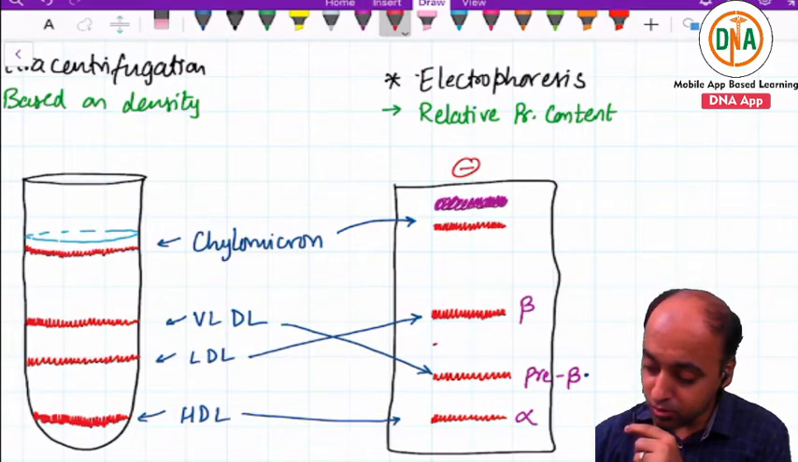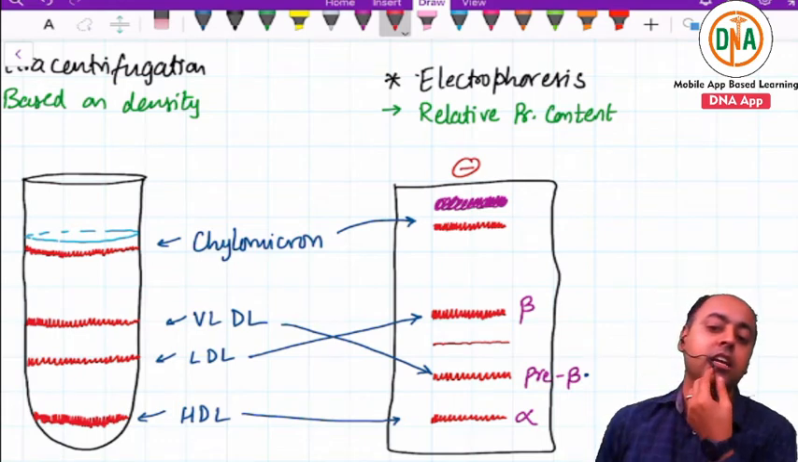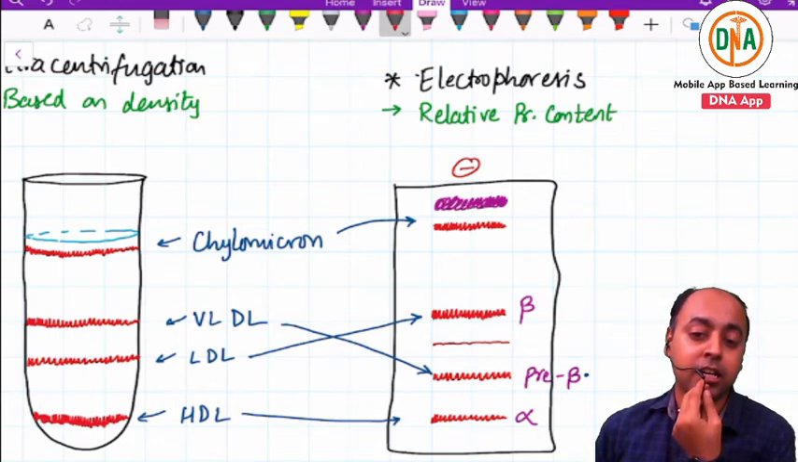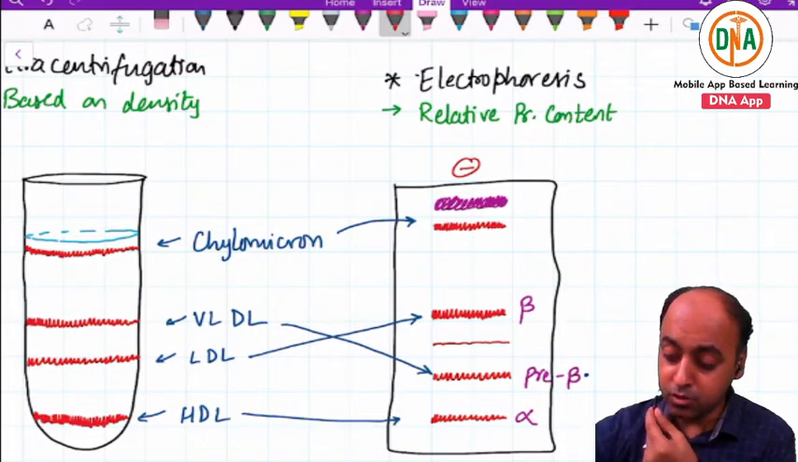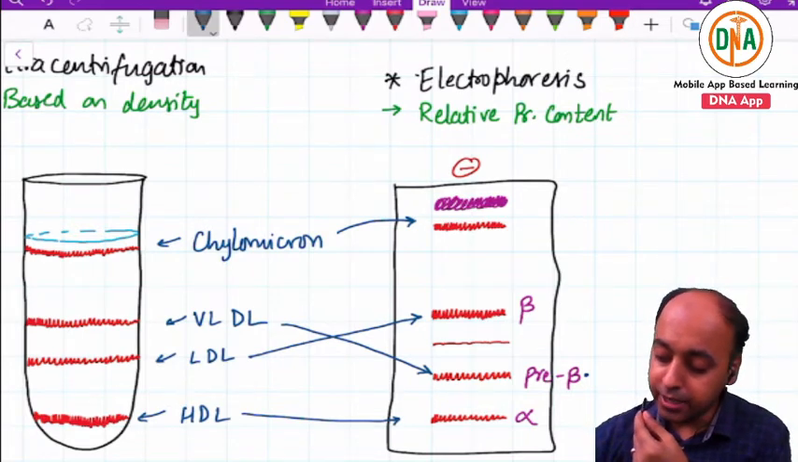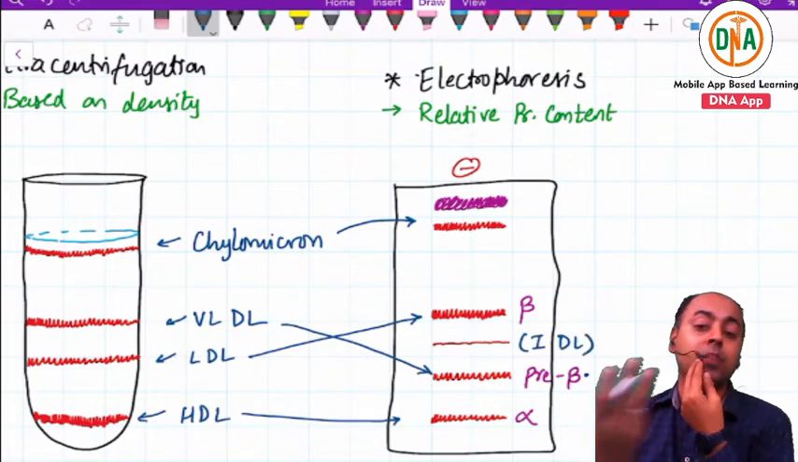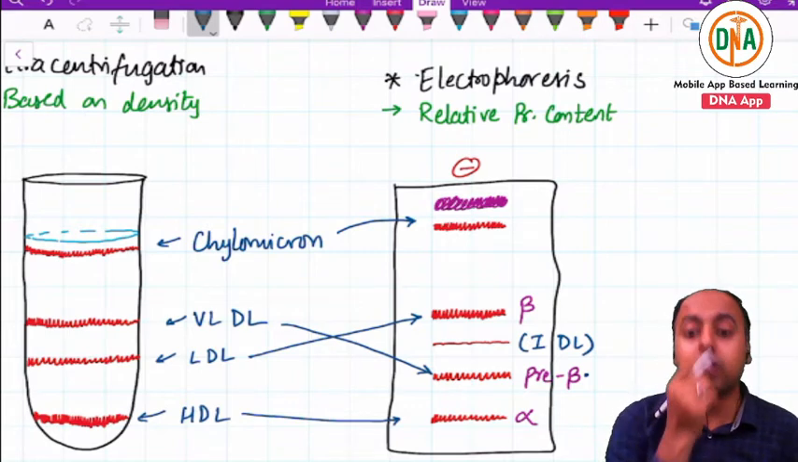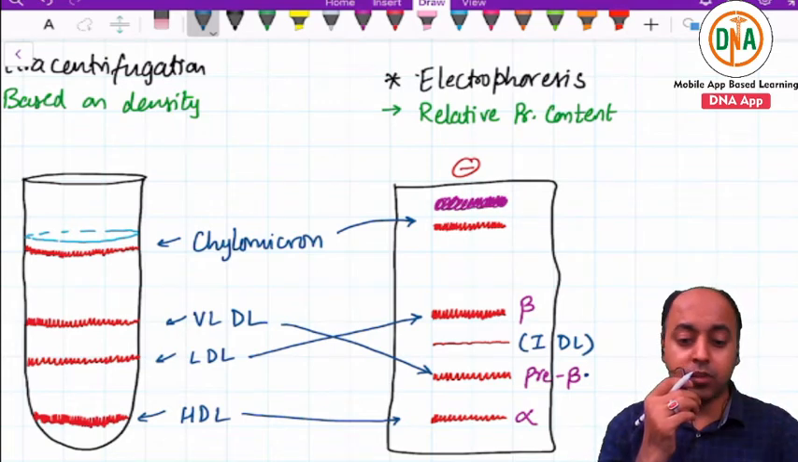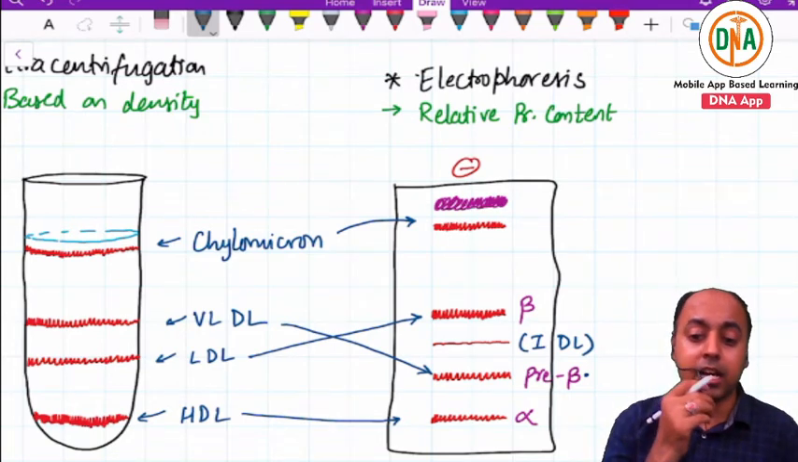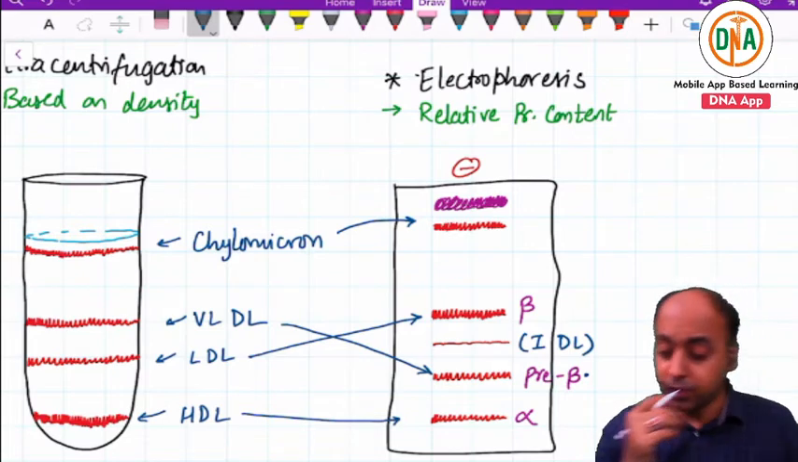Sometimes, depending on the content, you may find a faint line in between the pre-beta and the beta lipoprotein, that is between the VLDL and LDL, which happens to be IDL. Depending on the amount of IDL, sometimes it may appear on electrophoresis. Most frequently, it is not there, but nevertheless, when it appears, it will lie in between the two layers as shown here.